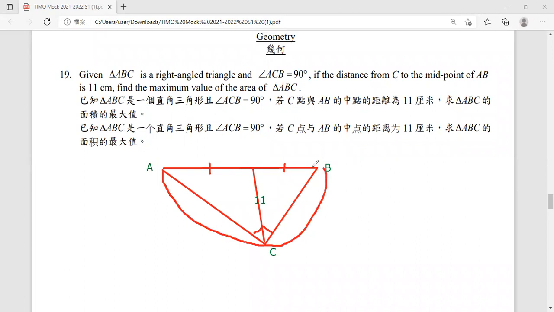So for those who want me to find a minimum area, you will know that if C goes to B, the area will be 0. So where will I have a maximum? C is at the middle here. And then if C is at the middle here, we will find that 11 will be the radius of the semicircle, and this will also be 11.